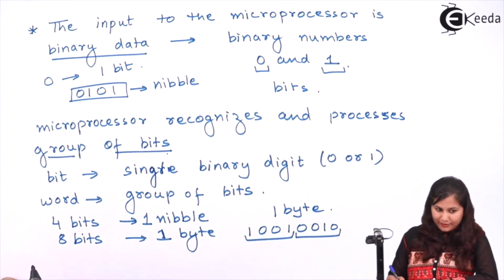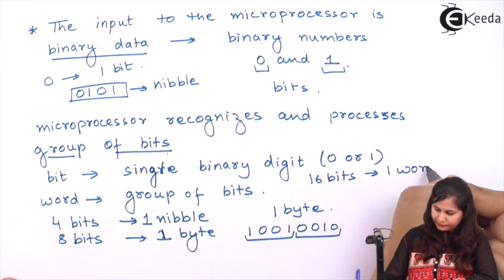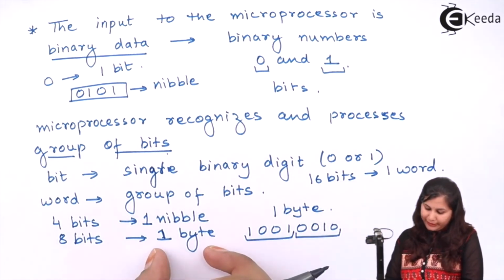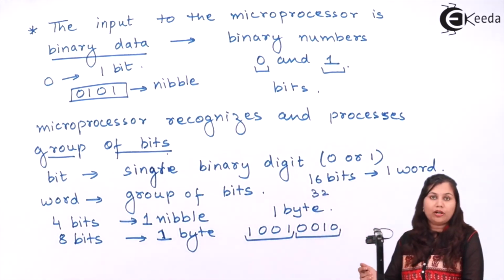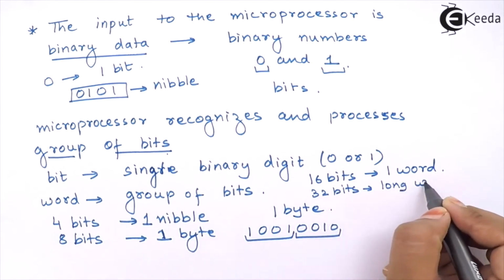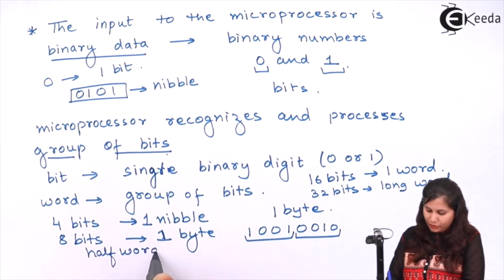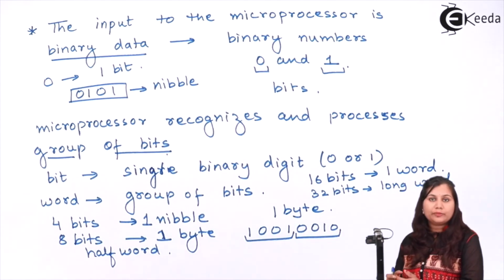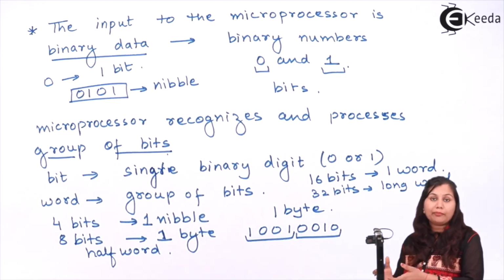Okay. Now if we have 16 bits, then it will form one word. So one word, or we can say that one byte, is what? It is a half word, and if we have 32 bits, then it will be called a long word. And 8 bits will be called a half word. So these are the terms bits, byte, word and nibble. They define how much input, or in which way the type of input is given to the microprocessor.